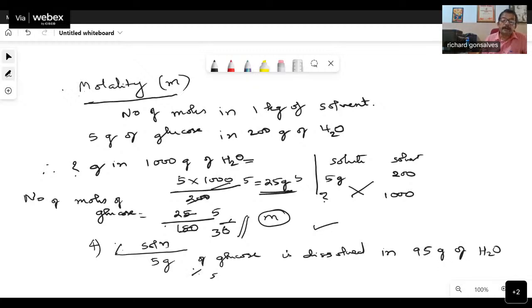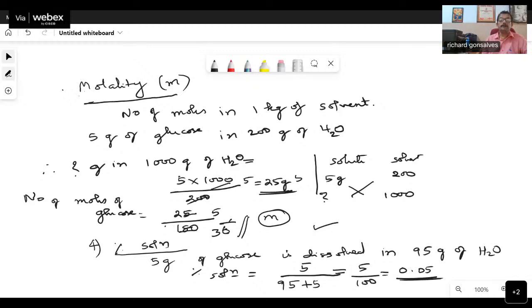Percentage solution is equal to, you are not doing moles, you are just writing 5, the amount of solute. The numerator should be the solute, and the denominator should be solvent plus solute. That will be equal to 5 by 100, which is 0.05.